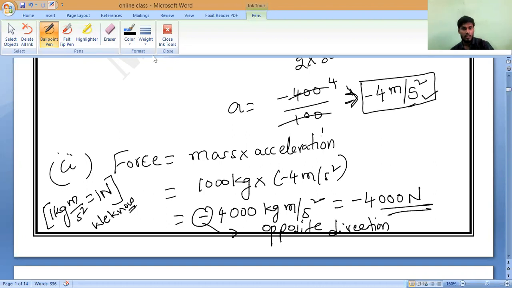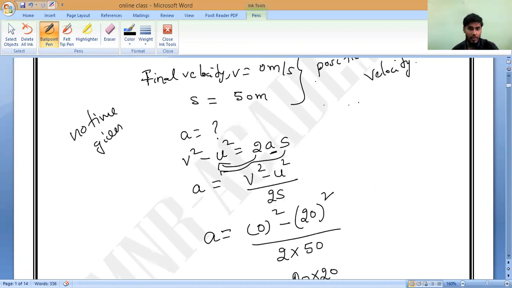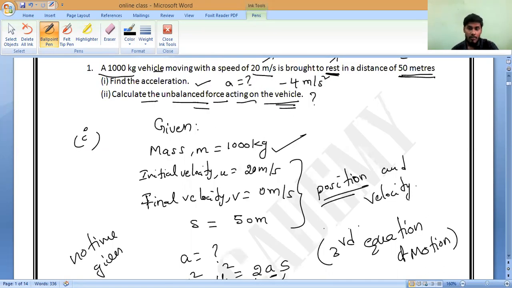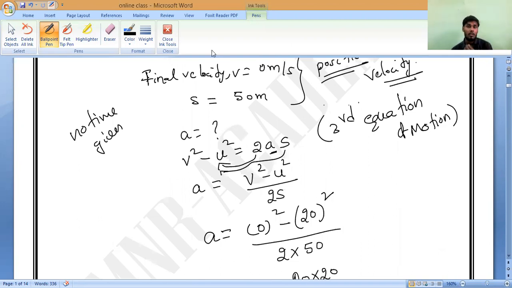Any doubt, anybody, please ask me. So here, why we are not using acceleration equals final velocity minus initial velocity by time? No time given, sir. Time is not given. So third equation of motion. Position and velocity, which equation you will use? Third equation, sir. So from third equation, you have to calculate acceleration. Any doubt in this? Ask me.